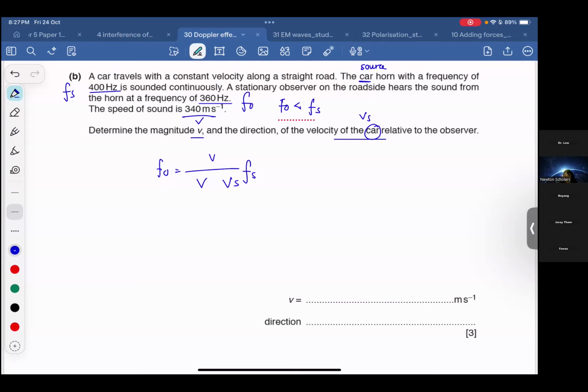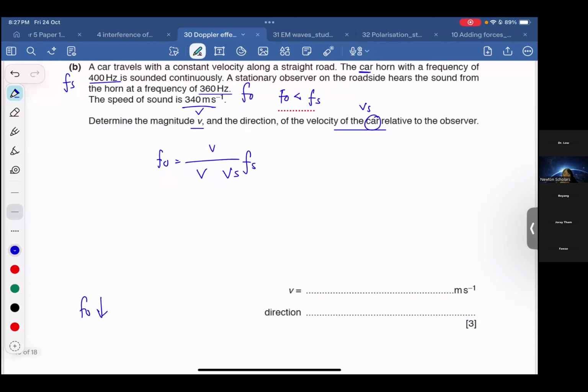So observed frequency decreases. It means that your wavelength becomes longer. So it's away. It should be away from the observer. Get it? Fatima, correct. Prasan, correct. Okay, so here, if this is away, frequency decreases.